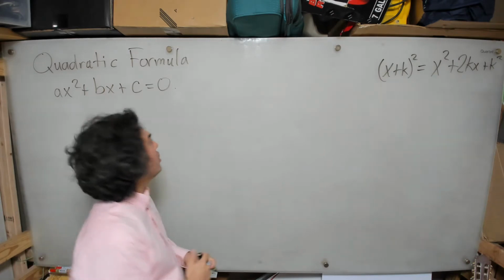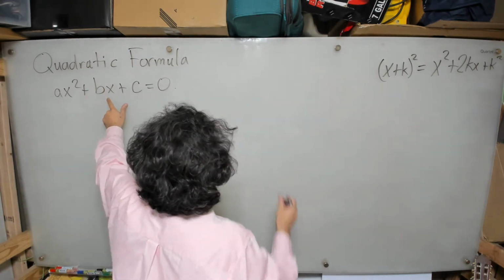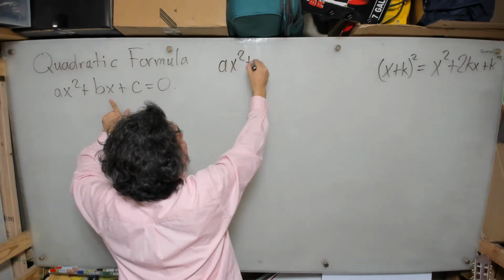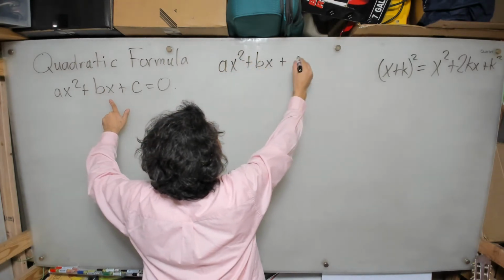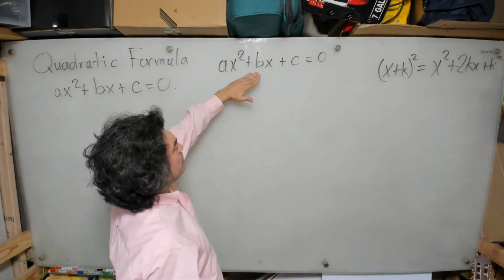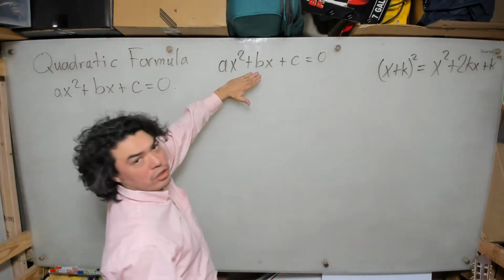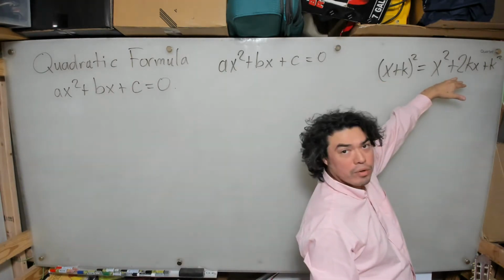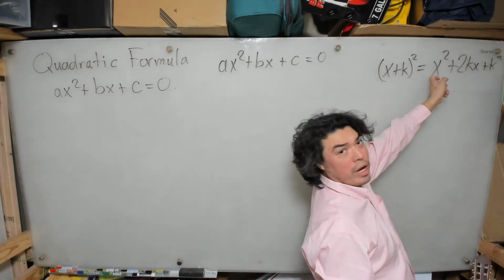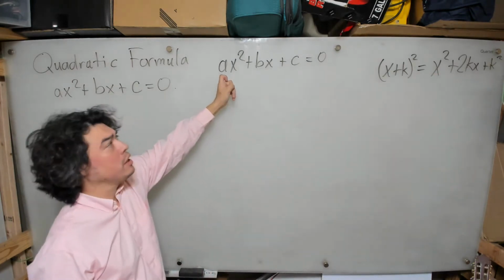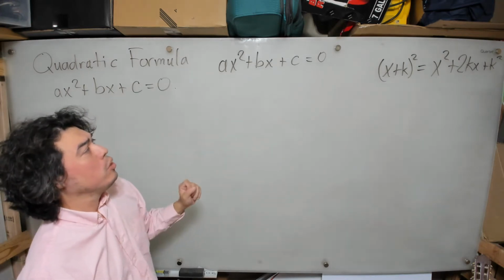Now, when we're going to solve a problem like this, let me copy it here so I can do the algebra. ax squared plus bx plus c equals 0. In this case, we want to match the first two terms with the first two terms here. But we already ran into a problem. This has no a. This one has an a in front, this leading coefficient. We need to get rid of it.